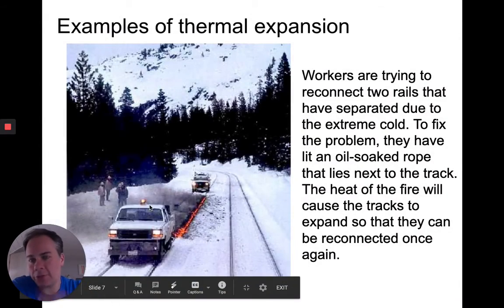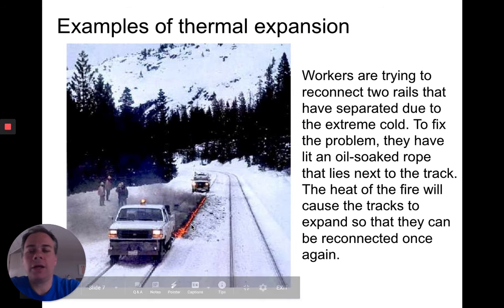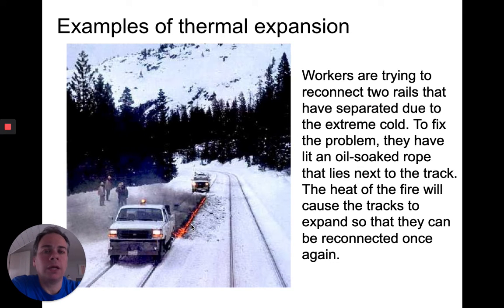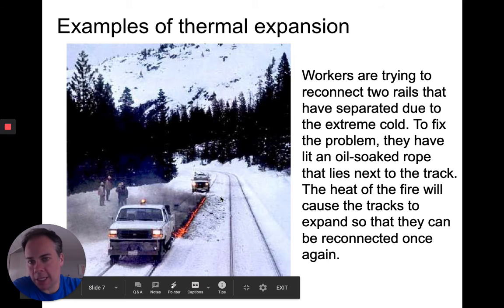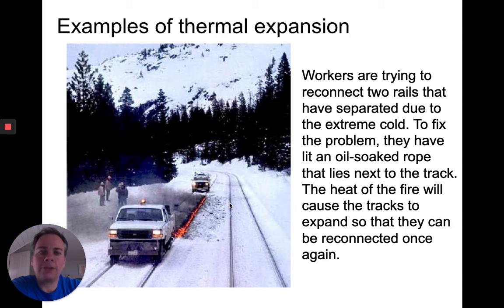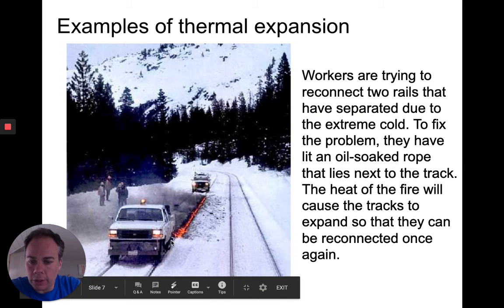And there are some videos that are kind of neat where, in reconnecting or repairing railroad tracks, they often heat up the tracks. In this case, because it got so cold, the rails contracted so much that they were completely separated. One of the ways of fixing that is they take a rope soaked in oil, lay it along the track, and then light it on fire. The heat from that will actually cause the tracks to expand to reconnect.